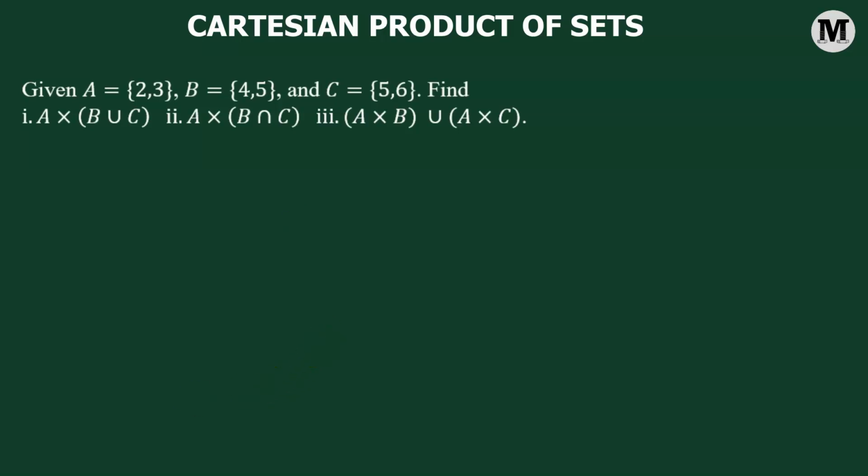Given three sets A, B, and C. Using these three sets, we need to obtain each of the following. Let us begin with the first one. So in the first problem, we need to obtain the Cartesian product of the set A with the union of B and C.